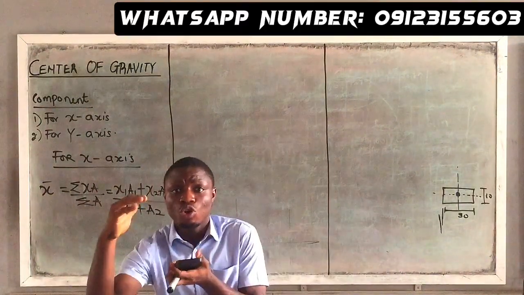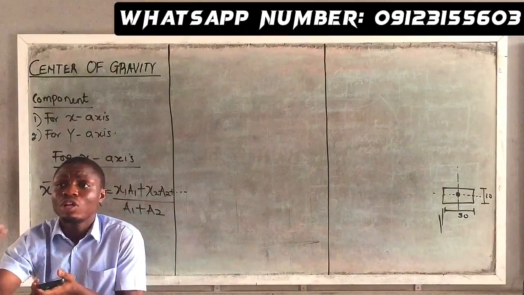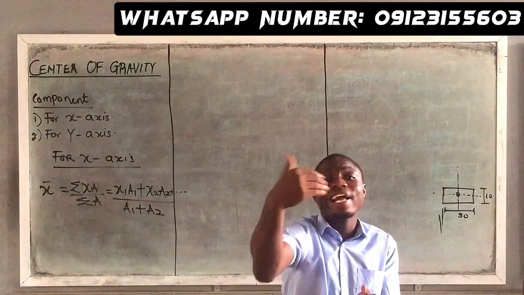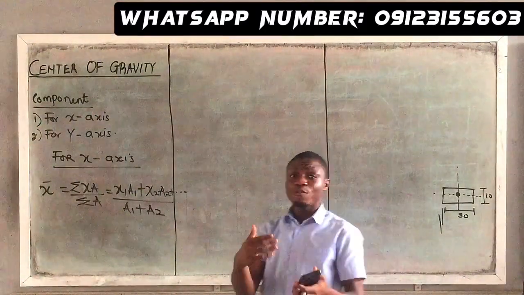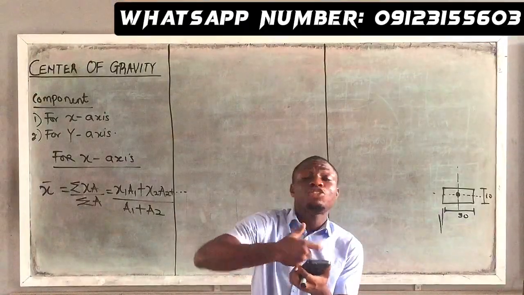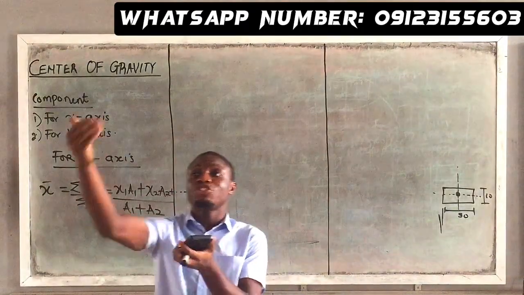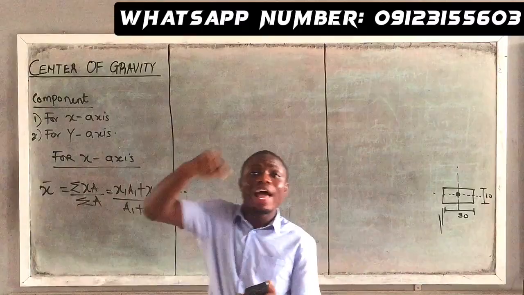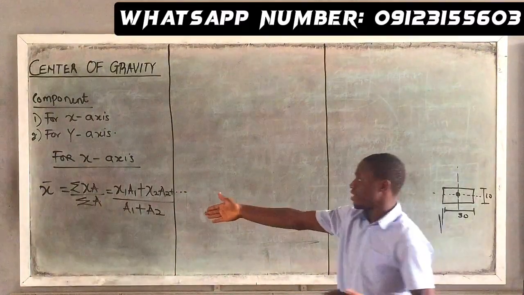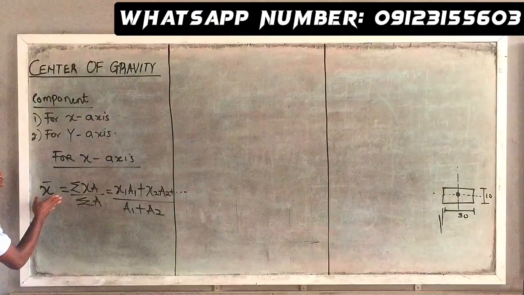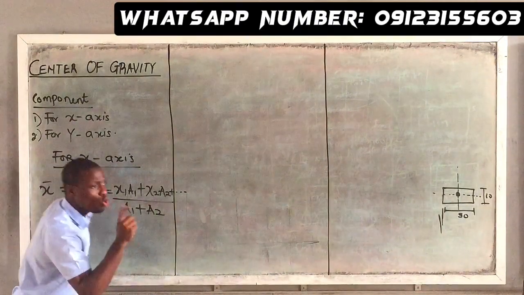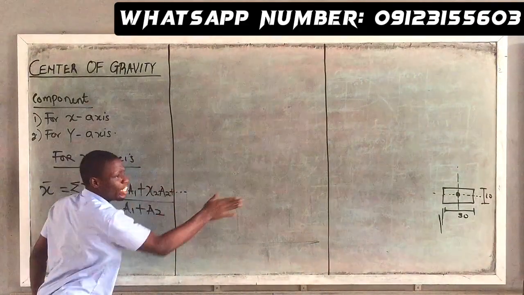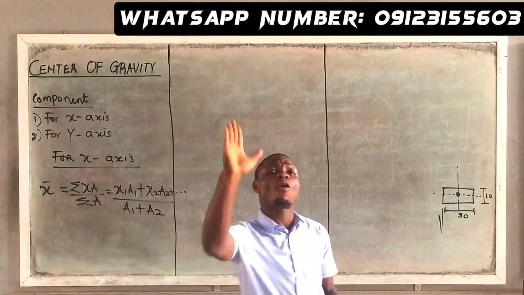If I'm given a figure and I'm asked to find the centroid of that figure, whenever I hear the word centroid, I'm actually looking for both the y-axis and the x-axis. That's the concept. If I'm given a figure, find the centroid of the figure, I'm going to find the center of gravity along both x-axis and y-axis of that figure. So for x-axis here, I'm looking at x bar equal to summation xa over summation a. Now look, I'm giving you x1 a1, x2 a2, x3 a3, depending on the number of components you have.